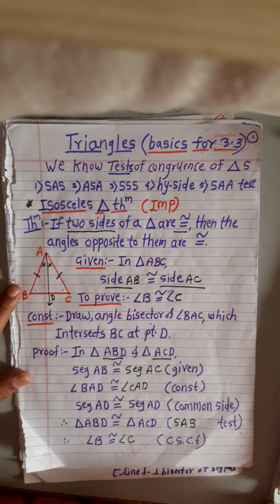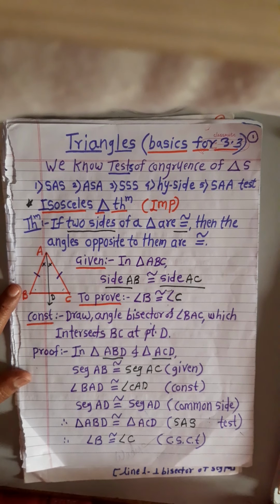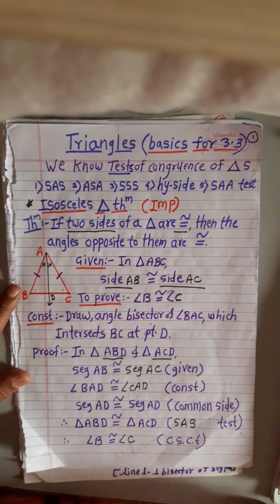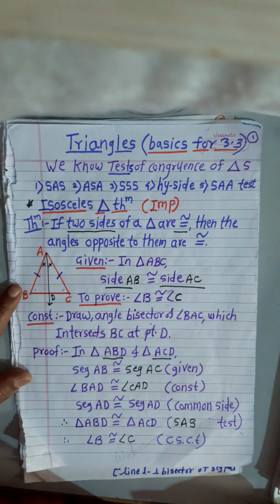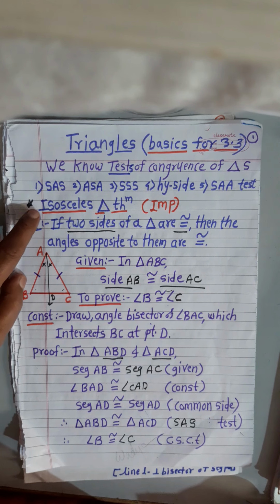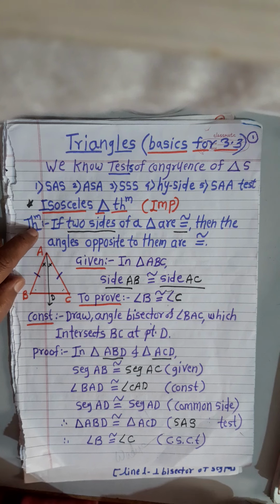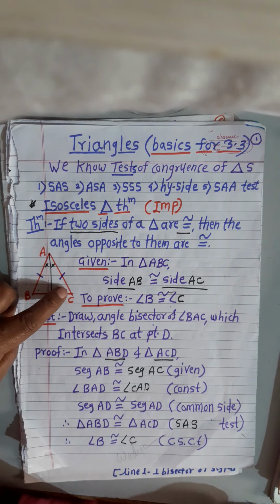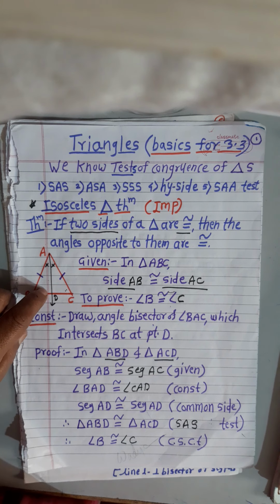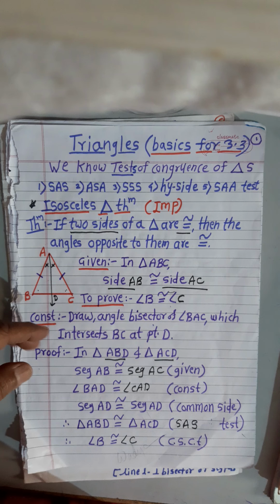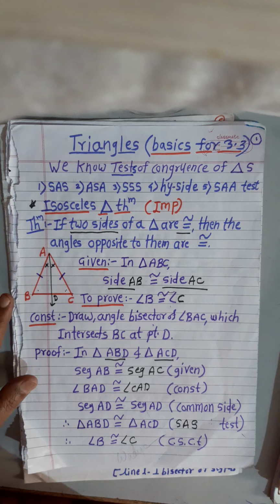Remember, this converse of the isosceles triangle theorem we have to use in 9th standard also and in 10th standard also. What will be the converse of this isosceles triangle theorem? If two angles of a triangle are congruent, then the sides opposite to them are also congruent.